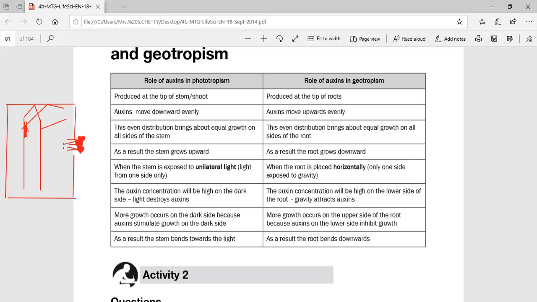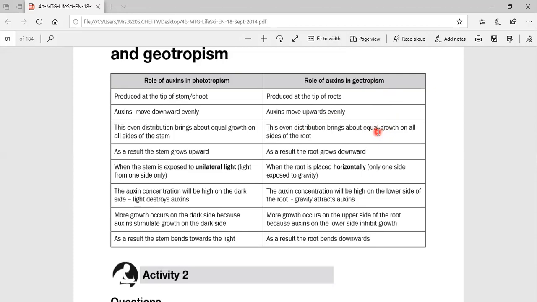Okay, good. What would happen in roots? What do roots respond to? They respond to gravity. Great. When it comes to roots, they will also produce your auxins at the tip of the roots, and they move up evenly, bringing about equal growth of the root on all sides, so the root grows straight down. That is geotropism, growing straight down.